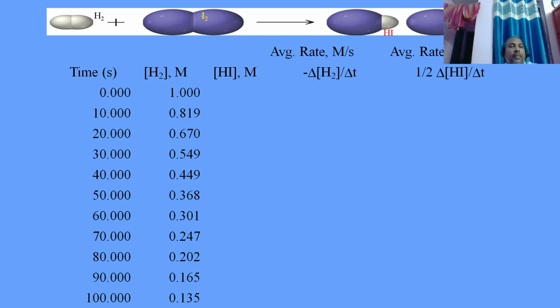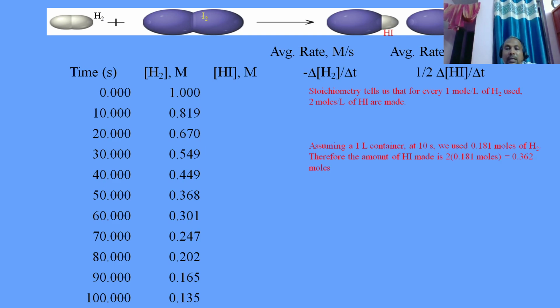See in this graph, here H2 combines with I2, then two molecules of HI is formed. The concentration and time of hydrogen is given. Stoichiometry tells us that for every 1 mole per liter of hydrogen used, 2 moles per liter of HI are formed. Assuming 1 liter of container at 10 seconds, we used 0.18 mole of hydrogen. Therefore, the amount of hydrogen iodide made is 2 into 0.281 mole, that is, it will be 0.362 mole.